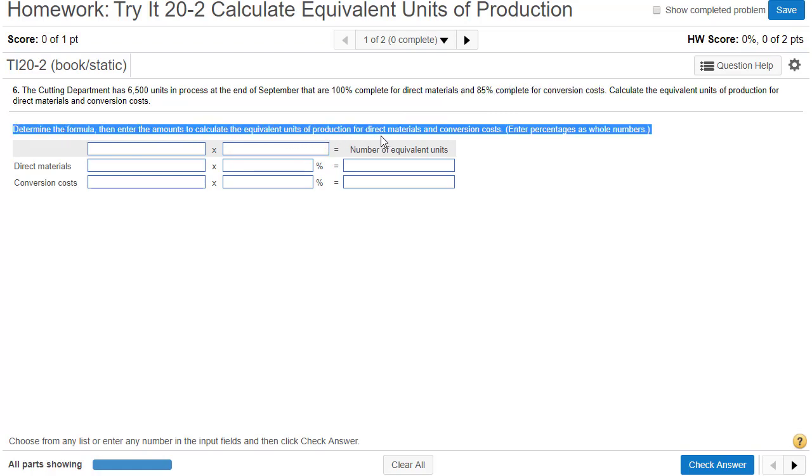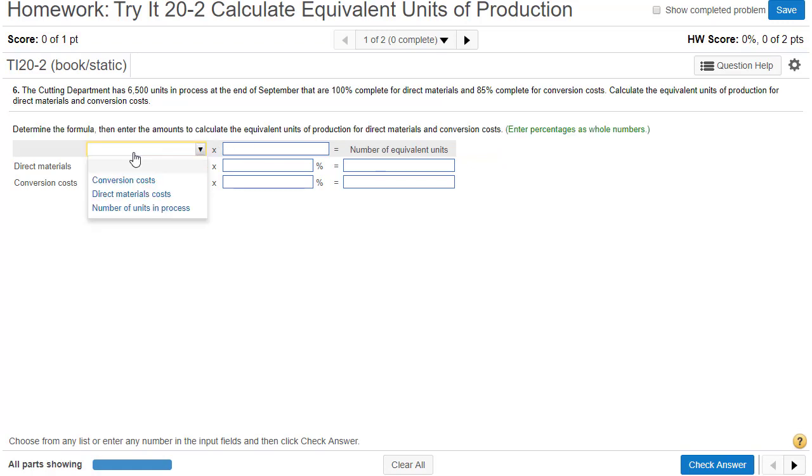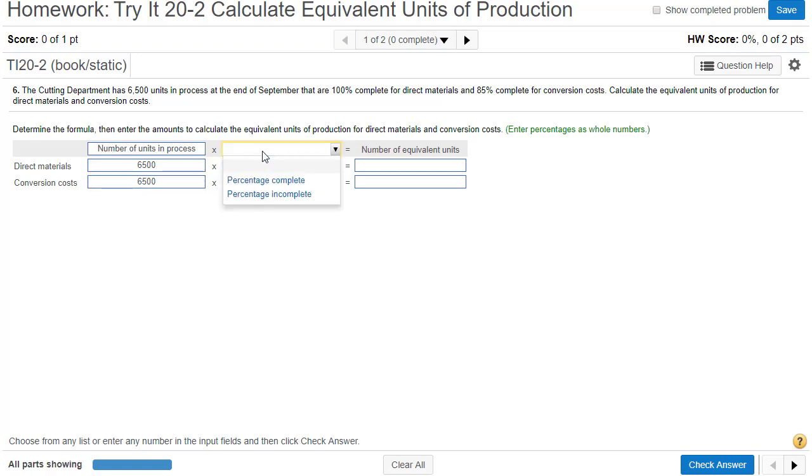Determine the formula, then enter the amounts to calculate the equivalent units of production for direct materials and conversion costs. Enter percentages as whole numbers. So the formula for doing this is we're going to take the number of units in process. So they're talking about this 6,500 units. So we can plug that in now if we wanted to. And we're going to multiply it by the percentage of completion. That will give us the number of equivalent units. And this whole process will make a little bit more sense once we do the production cost report later, but we have to take this one step at a time.